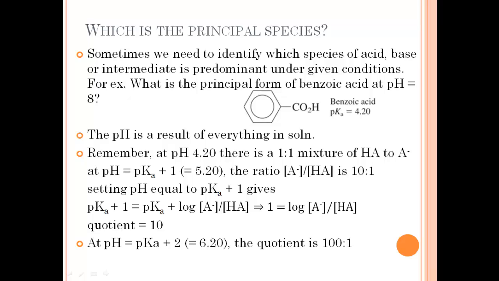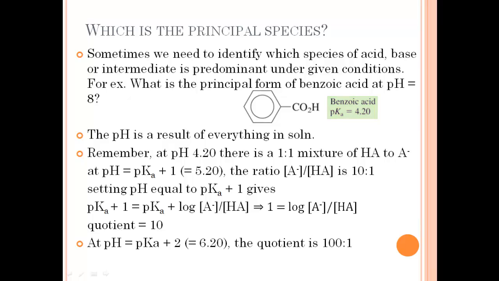And remember, the pH is 8 because it just happens to be 8. I mean, the pH is a result of everything in the solution. It could be that you added some NaOH, so it made it 8, or you added a phosphate buffer. It doesn't matter how it got to 8, it just happens to be 8. So we have to find out what is the principal species in this solution. They give you the pKa. The pKa for benzoic acid is 4.20.